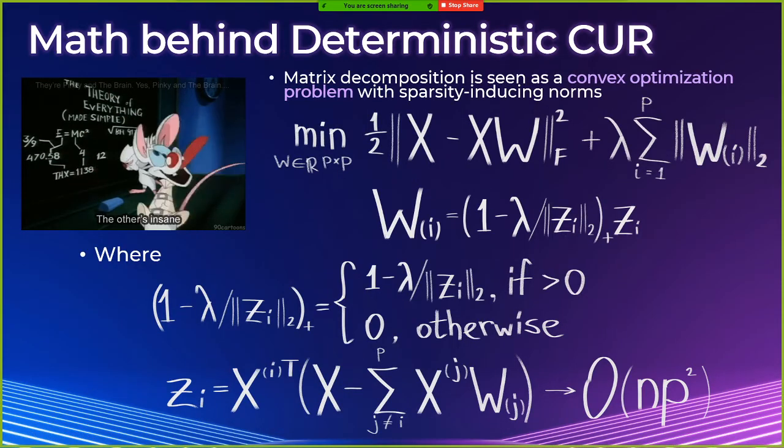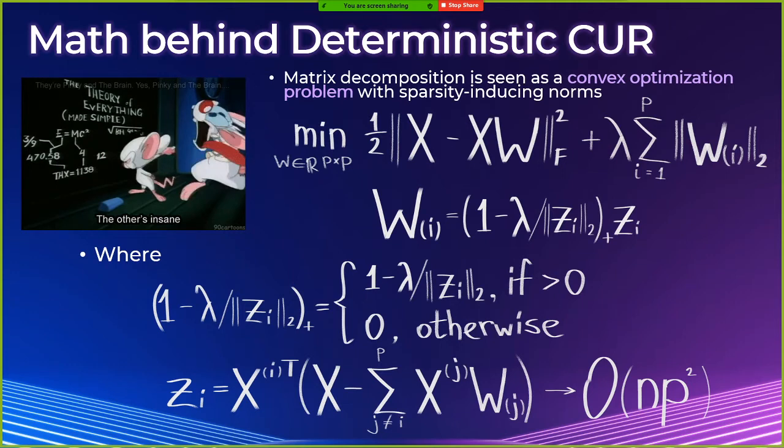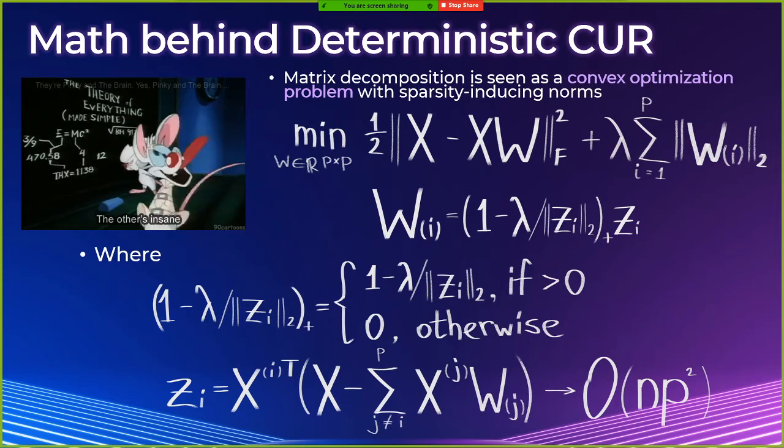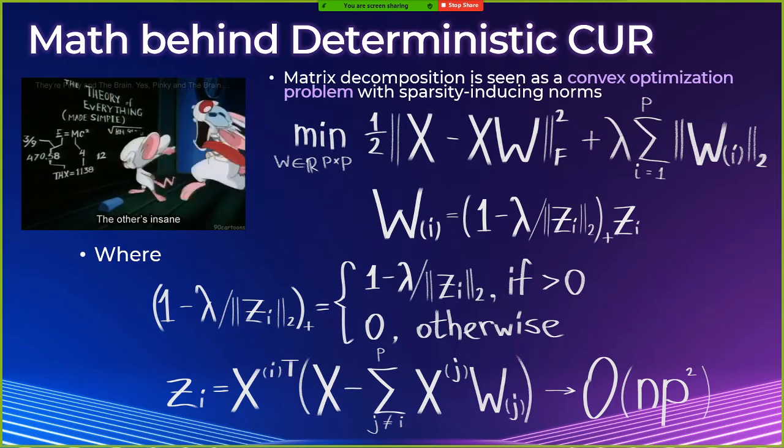The decomposition search problem is reduced to a convex optimization problem with a sparsity-inducing norm. At the bottom of the slide the coordinate descent procedure is presented, updated with the formula w_i times 1 minus lambda and so on, where the vector z is actually a pseudo-gradient vector, which is represented by the bottom expression.